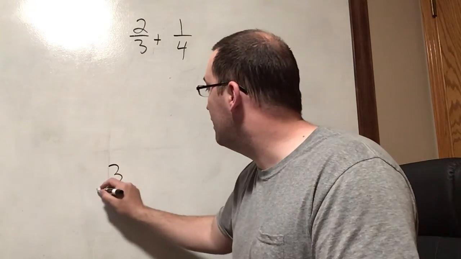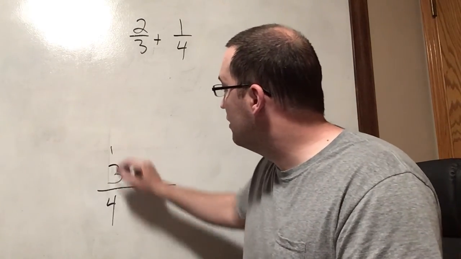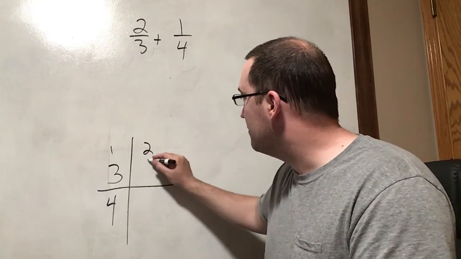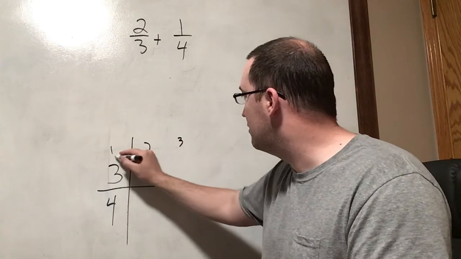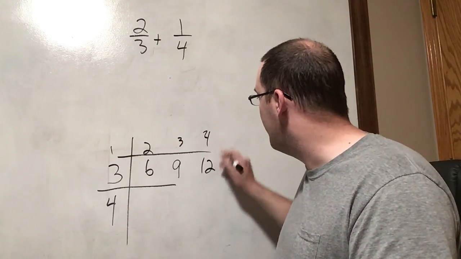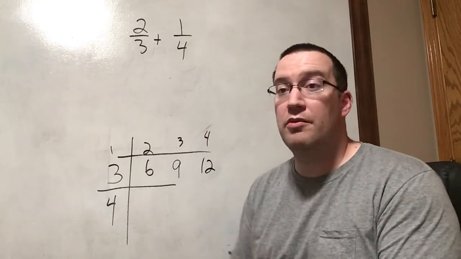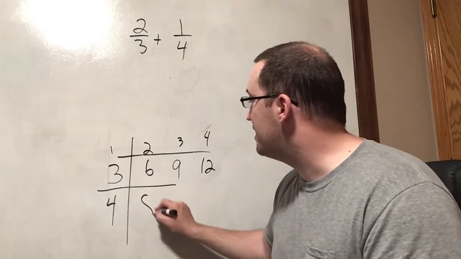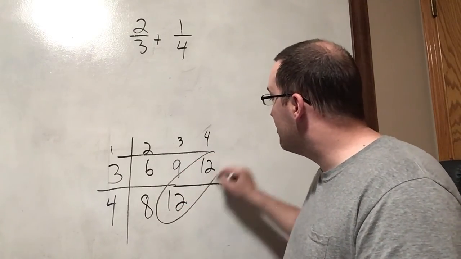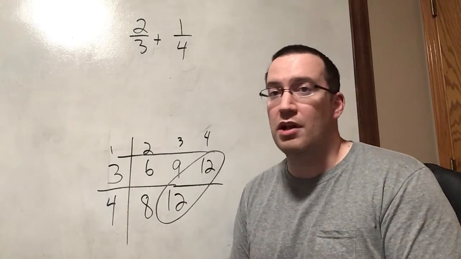So I'll take 3 and 4. 3 times 2 is going to be 6. 3 times 3, sorry, it's going to be 9. 3 times 4 will be 12. Okay, let's see what we got for 4. So 4 times 2 is 8. 4 times 3 is 12. And here we go again with another denominator, common denominator of 12.